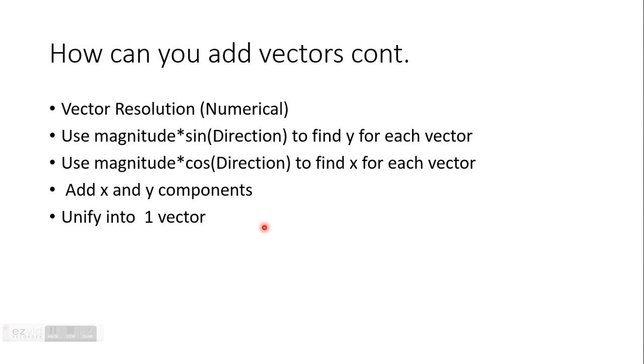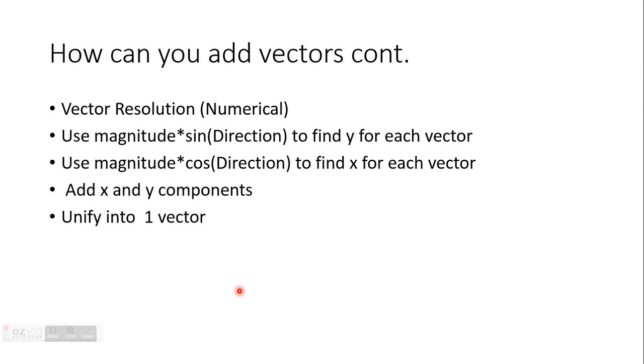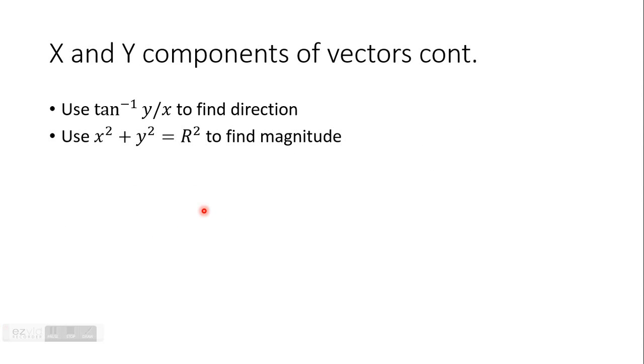And so then the other way, the numerical way to add vectors, is you take the magnitude of the vector, you multiply it by the sine of the direction to find the y component. So if we go back to our little diagram, it'd be finding this component, which is exactly how it's labeled. And then we'd use cosine to find the x component. And then we'd add the x and y components of each vector that we want to add up, and then we'd unify it into one vector by using these properties right here.